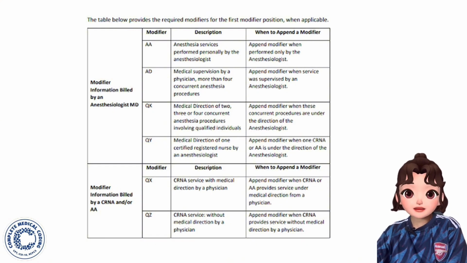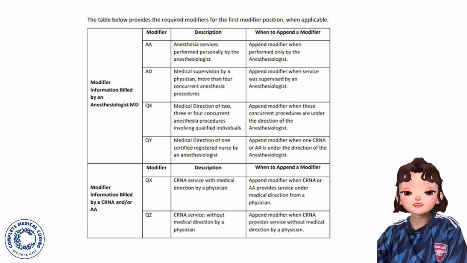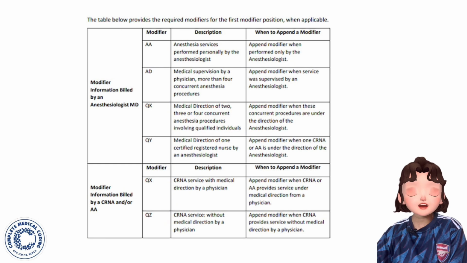CRNA or AA. Who is AA? The anesthesiologist. So the anesthesia is being carried out by the CRNA or AA under the medical direction of a physician. Then you have to append modifier QX. And then QZ, if they are giving the anesthesia but without any medical direction by a physician. Then append modifier QZ. Okay, so these are some important HCPCS modifiers. Apart from this, there are many more anesthesia modifiers as well.